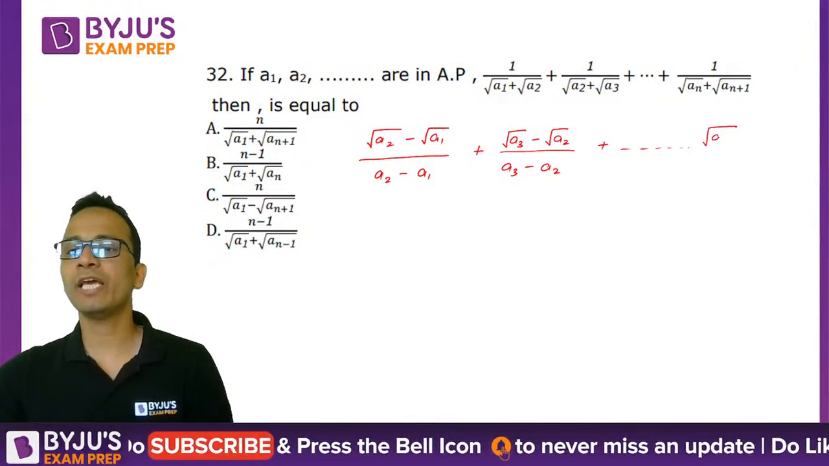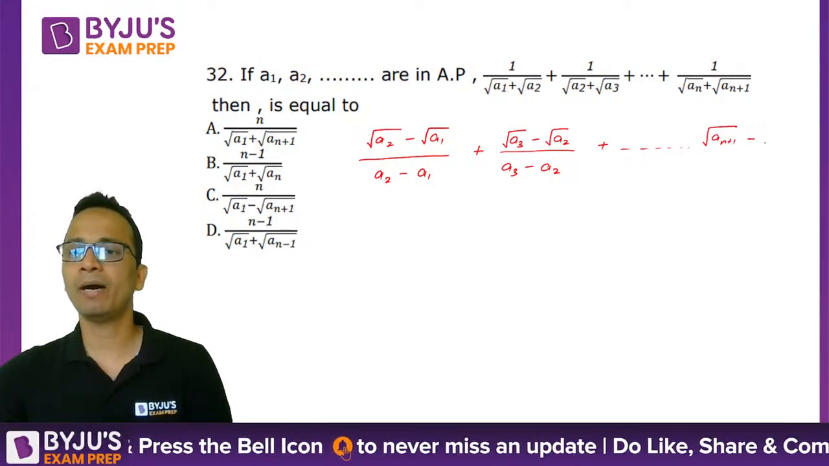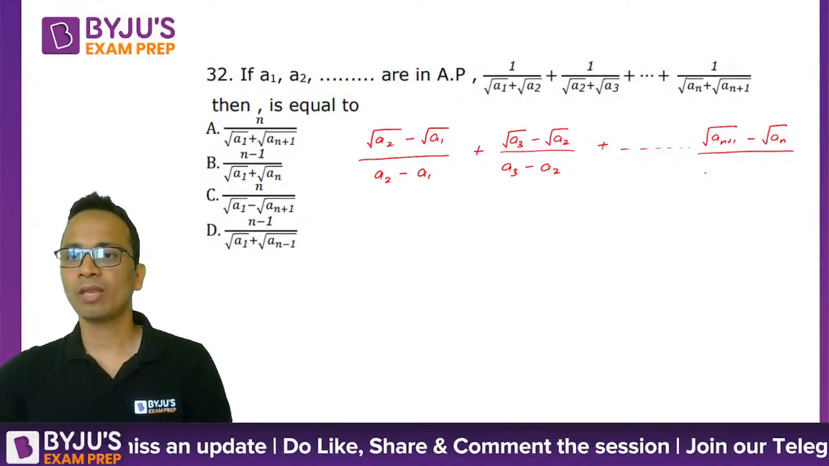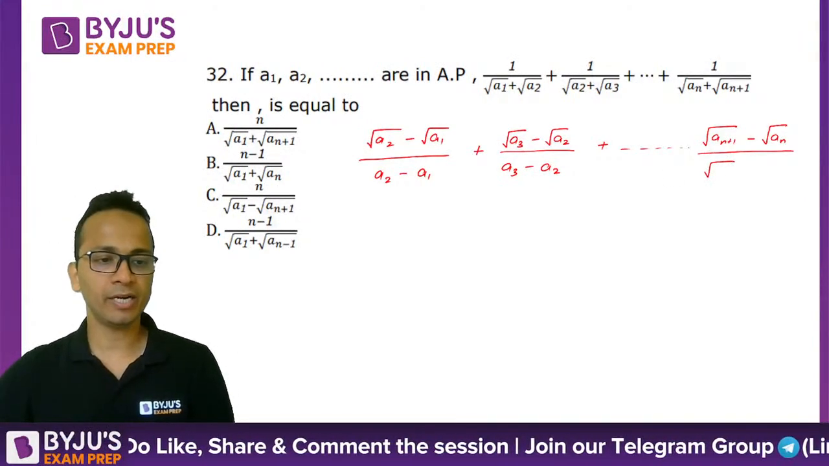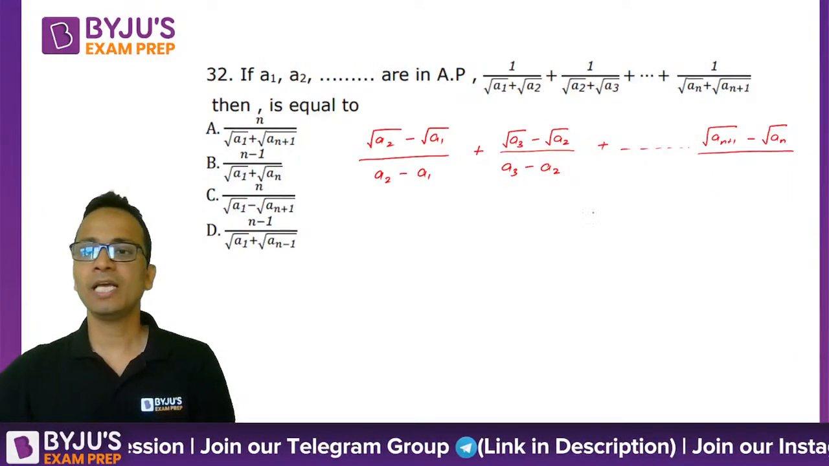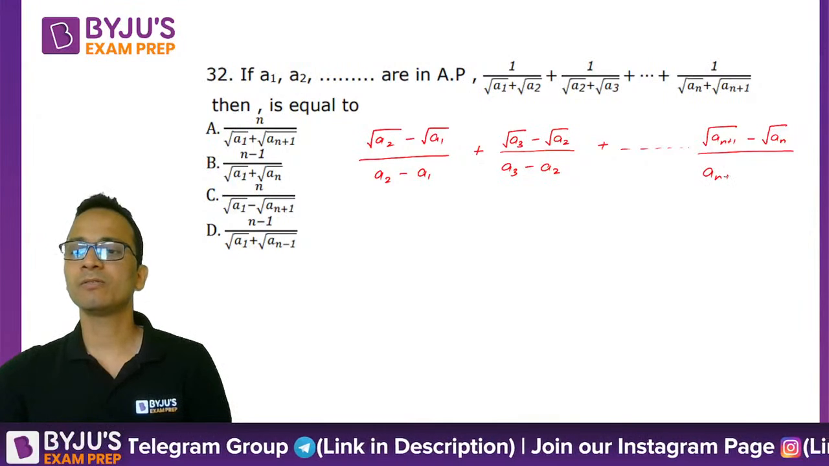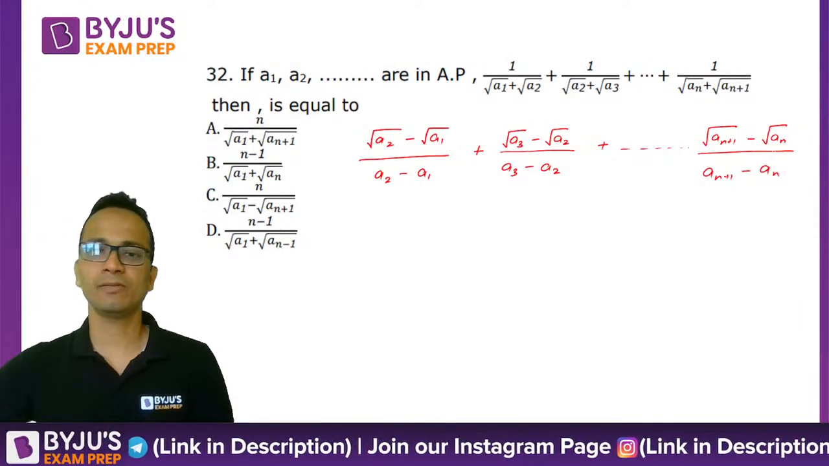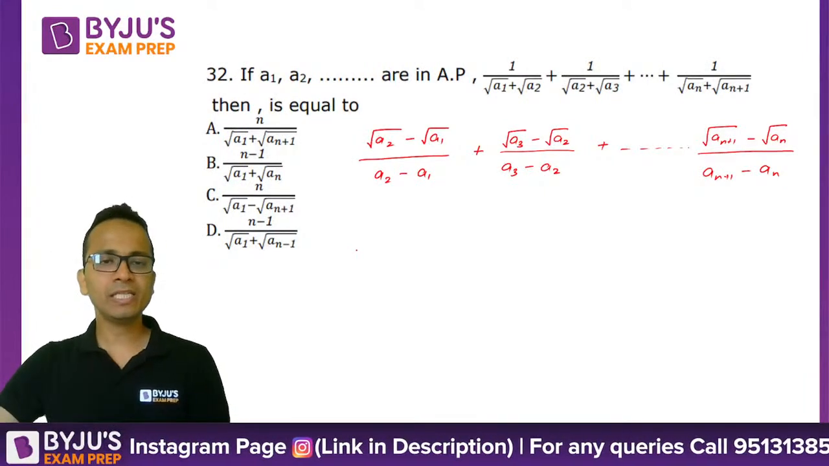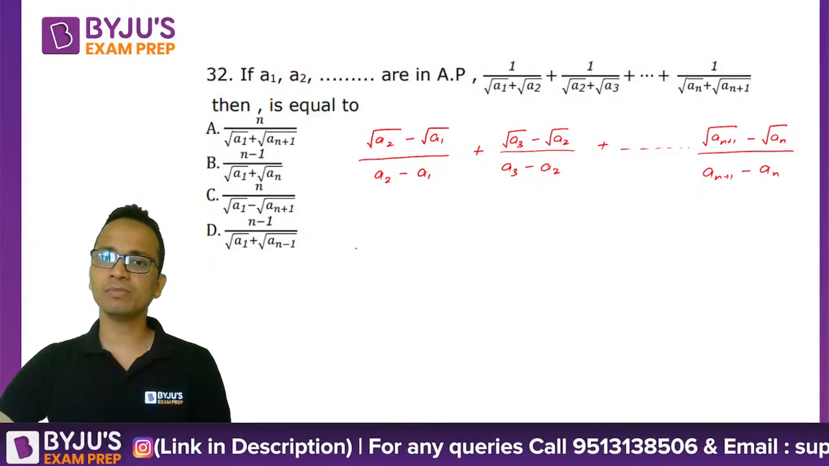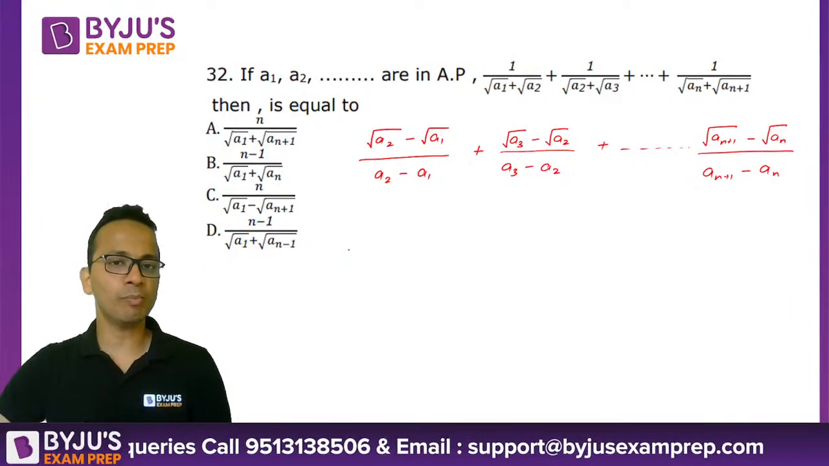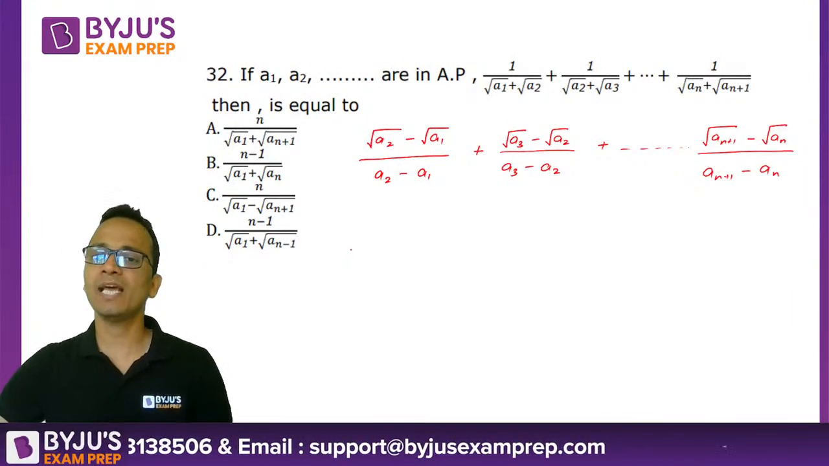Under root of a n plus 1 minus under root of a n divided by under root, sorry, divide में under root नहीं आएगा क्योंकि rationalize कर चुके हैं. So divided by a n plus 1 minus a n. Okay, now can we see that denominator is basically the difference of consecutive terms of AP. So difference of consecutive terms, it will be the common difference. So I can write it as D.